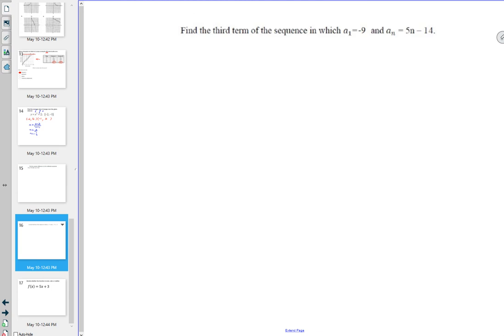Find the third term of this sequence. So they give you the first one, and they give you the explicit definition. Find the third term of the sequence. So you don't even need to know what the first number is. You should be able to just plug in a 3. Yeah. So a sub 3 is equal to 5 times 3 minus 14, which is 15 minus 14.